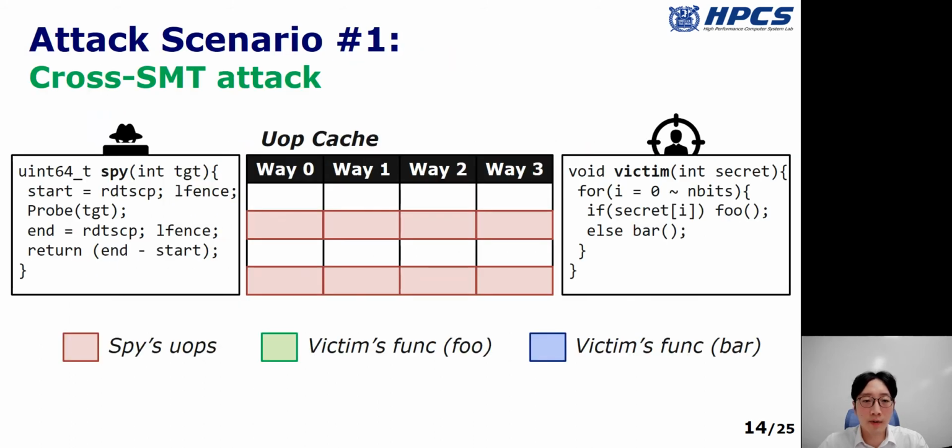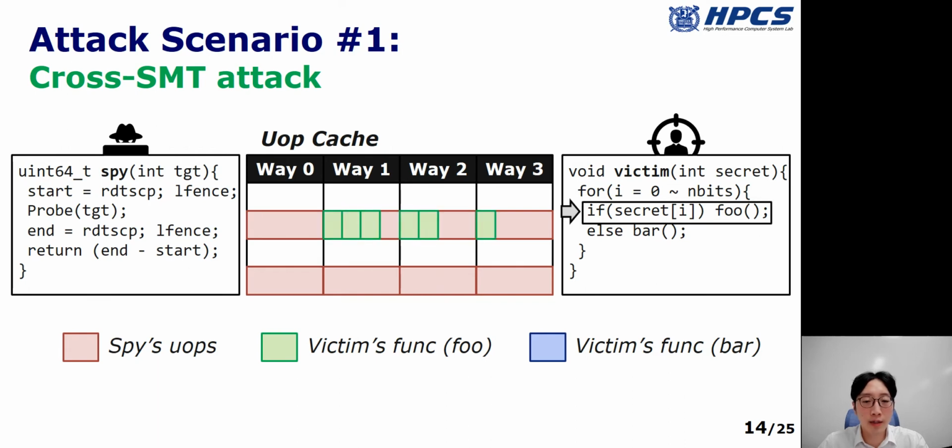The first attack scenario is the cross-SMT attack. As I mentioned earlier, some processors have a competitively shared microcache. For those processors, we can exploit the cross-SMT attack. The key insight is that a spy thread can identify the execution sequence of a co-located victim thread by monitoring specific microcache sets. For example, let's assume the victim thread executes functions foo and bar according to a secret key, and each function is mapped to different microcache sets.